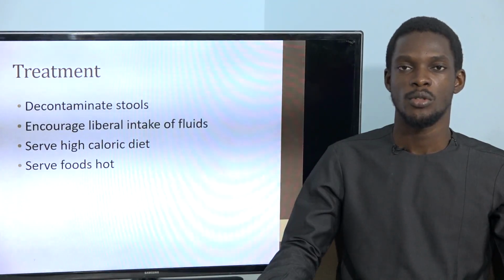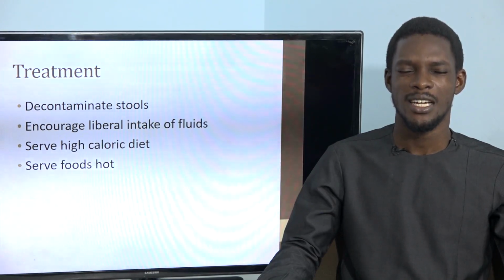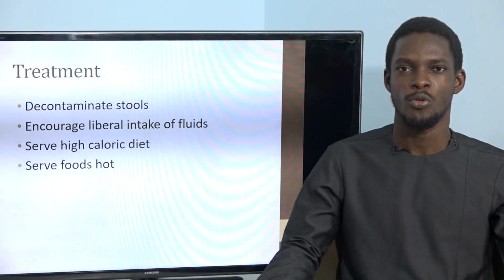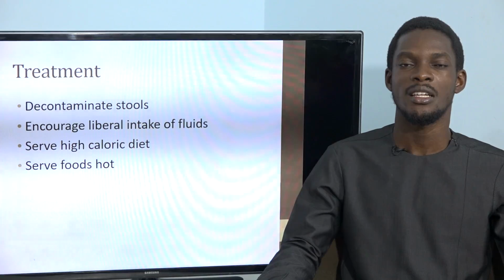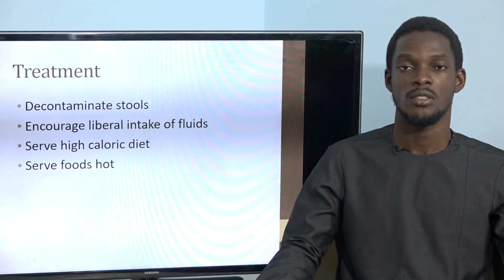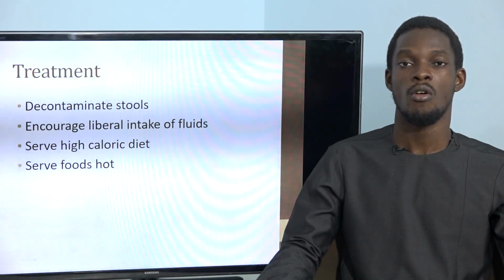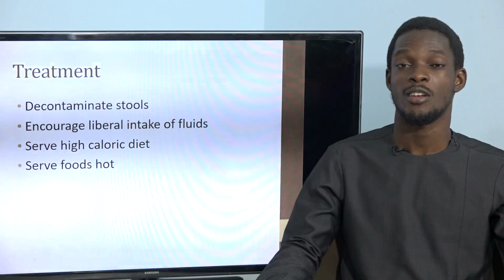For treatment, you want to decontaminate stool at every instance. This is because every single bout of diarrhea can cause the infection, and therefore you would want to decontaminate the patient's stool at every instance. You also want to encourage liberal intake of fluids, especially ORS, because of the patient not absorbing enough energy. Most of his food will be through IV. So the 541 is meant to replace all food nutrients lost directly into the bloodstream.